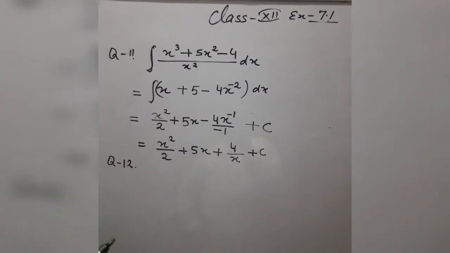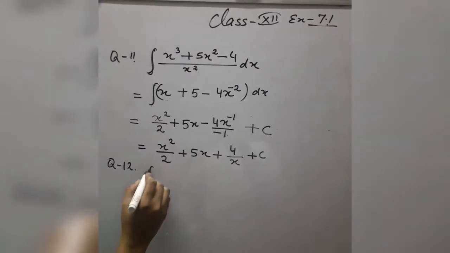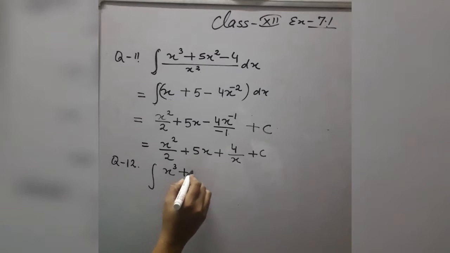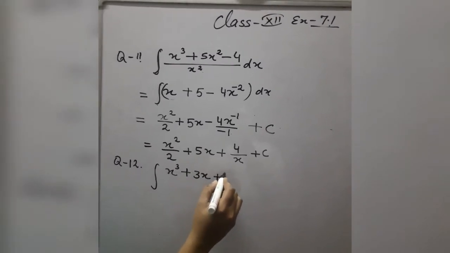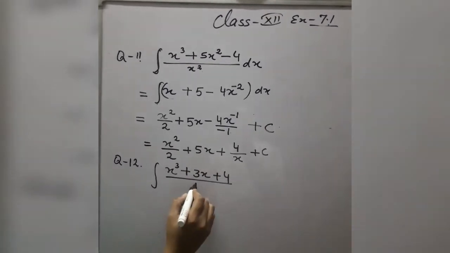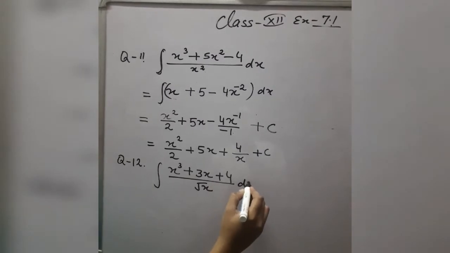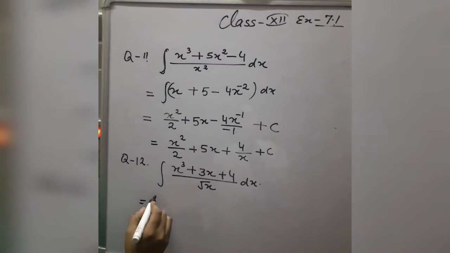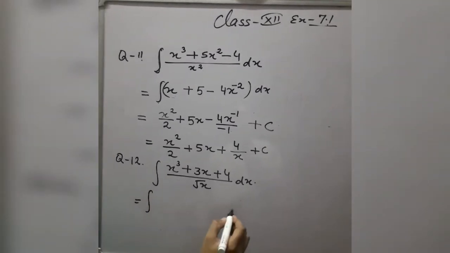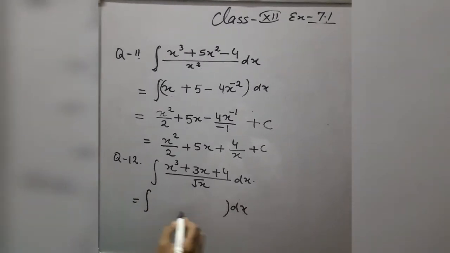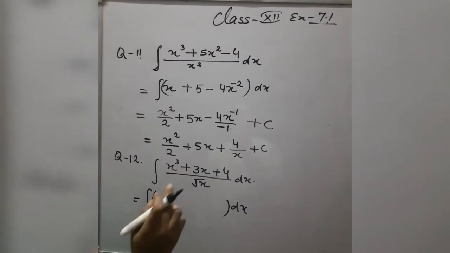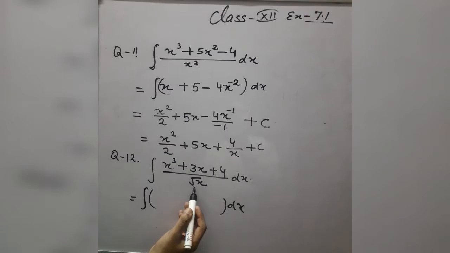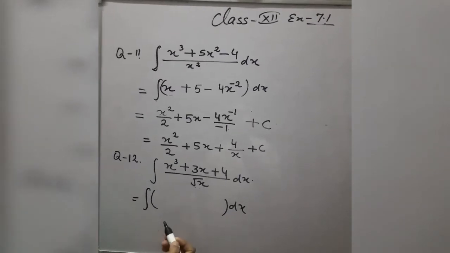Now see question number 12. In question number 12, again one function is given to you: (x cube plus 3x plus 4) divided by root x. These sums are from the NCERT book. Now again, in the first step we will not integrate it, this integration sign remains as it is, we will just simplify it. X raised to power 3 divided by root x. Root x means x raised to power half.